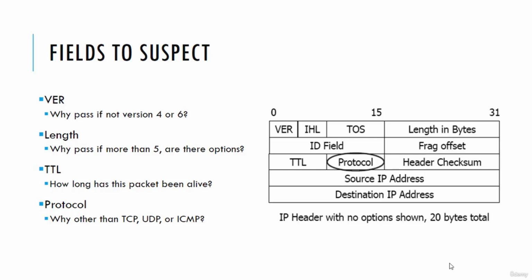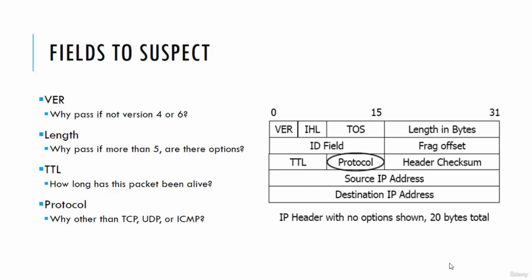If the length field is more than 5, and there are no options in this header, then this length field is not representing the actual size of this packet header. So it should be discarded. The TTL, the time to live, if it is something like 10 or less, this packet has been passing so long time over the internet. Why would you have such a packet on your network? It may be a lost packet. It has been alive for a long time over the internet without reaching the destination. Maybe it is malicious. Maybe it is an attack.